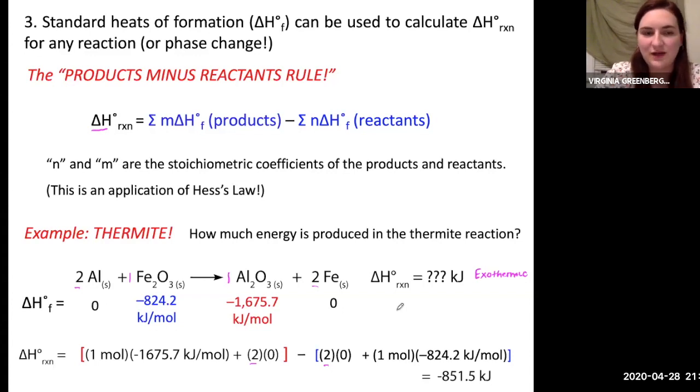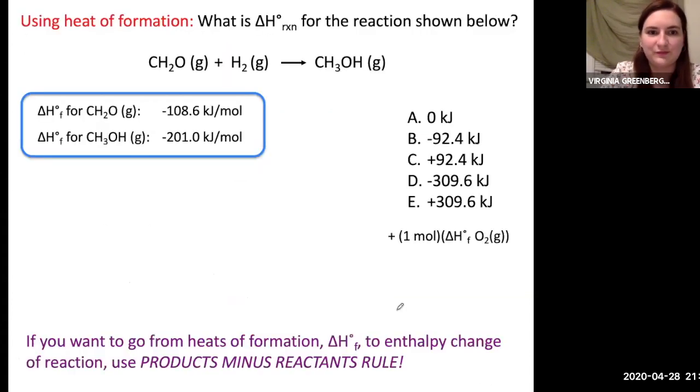So let's go ahead and look at another example. And so if we want to figure out the heat of formation for this reaction of formaldehyde with hydrogen gas to form methanol, we can again use our products minus reactants rule. And so go ahead and pause me and take a second to try to calculate this on your own. So 3, 2, 1, pause.